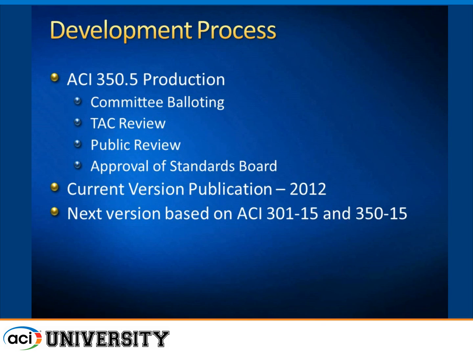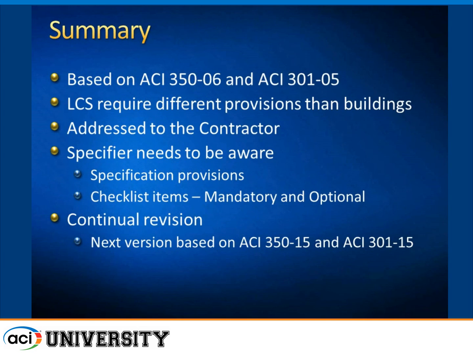But it takes a long time to develop a code. So just in summary, the current document is based on the current 350 code, which is 350.06, and it's also based on 301-05. When we put this together, you know, it takes years to get it out. So 301-05 was the current version when we were actually looking at putting together our final full ballot for the document. Liquid containing structures are certainly different than building structures, and that's why this specification and our code are really in need in the industry.